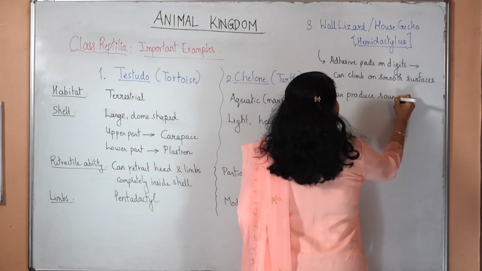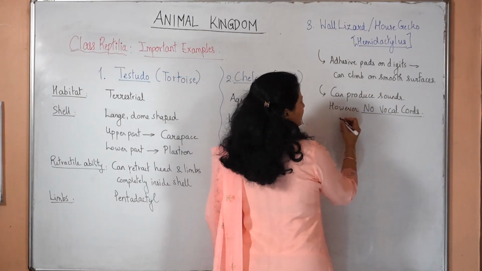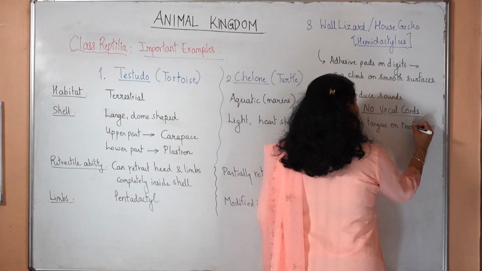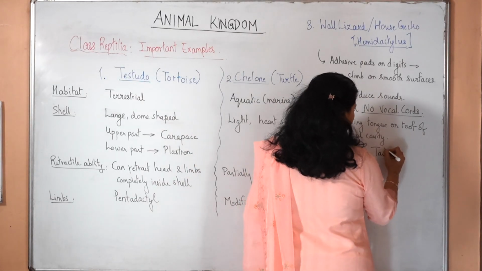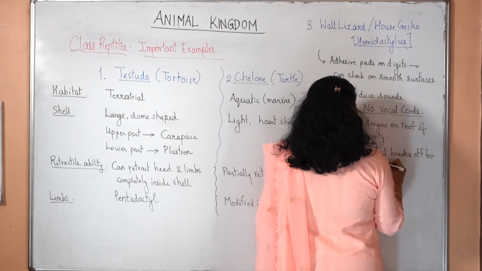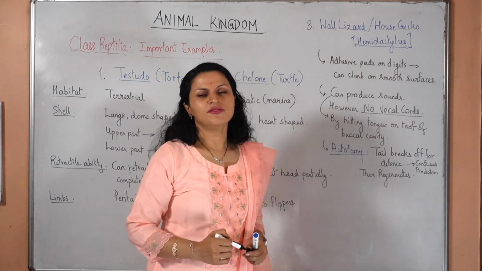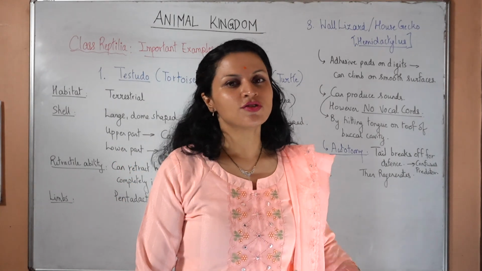It can produce sounds, however there are no vocal cords. Can produce sounds by hitting tongue on the roof of buccal cavity. Then it has power of autotomy, wherein the tail breaks off for defense, then regenerates. Defense, it confuses predator. Even if you try to kill the wall lizard with a jhadu, no, it will just do autotomy of its tail.